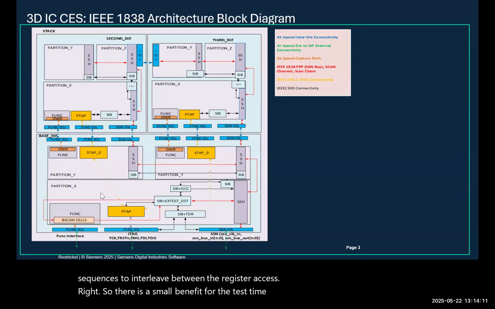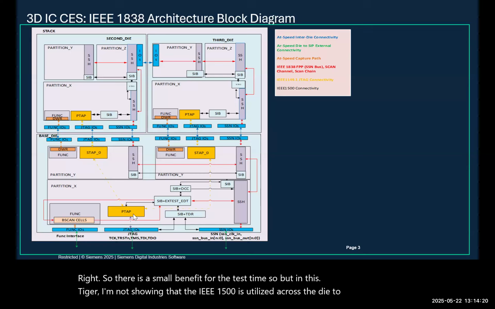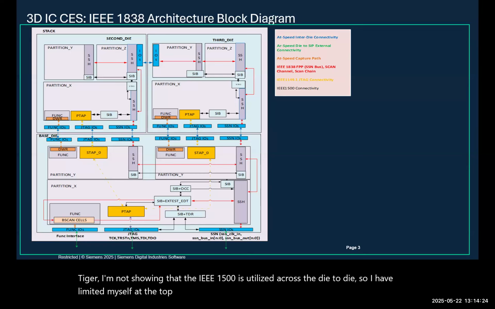But in this diagram, I'm not showing that IEEE 1500 is utilized across the die to die. I have limited myself at the TAP level. Okay, so today HBM3, is it?